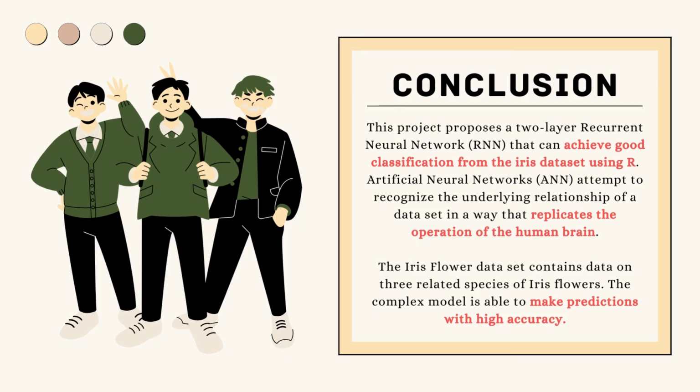Lastly, the conclusion. This project proposes a two-layer neural network that can achieve good classification of the iris dataset using R. Artificial neural networks attempt to recognize the underlying relationships in a dataset in a way that replicates the operation of the human brain. The iris flower dataset contains data on 3 related species of iris flowers. The complex model is able to make predictions with high accuracy.